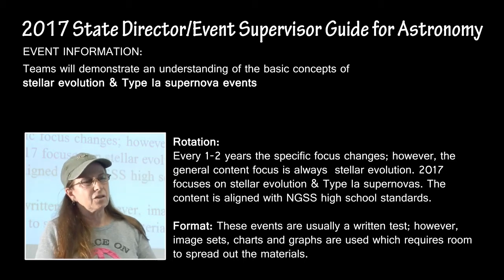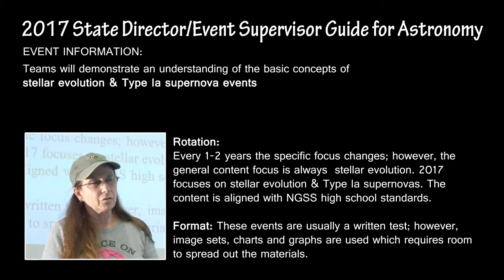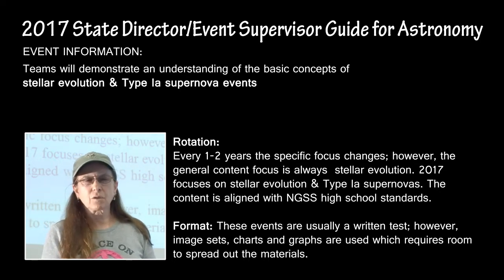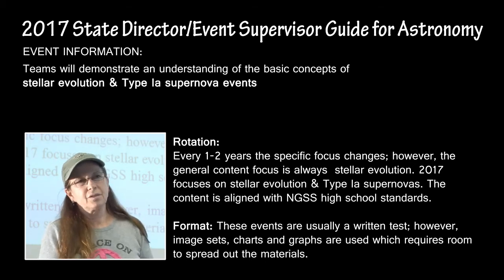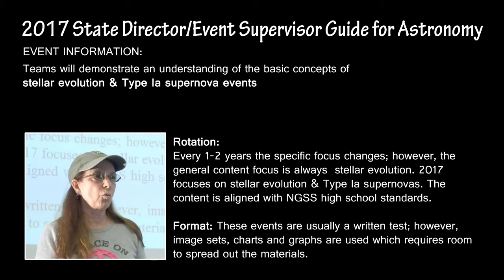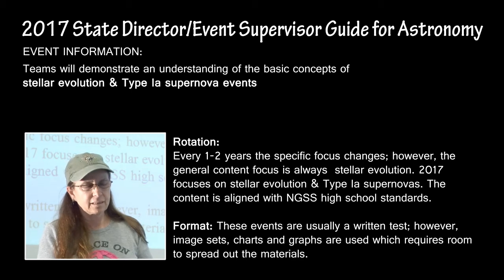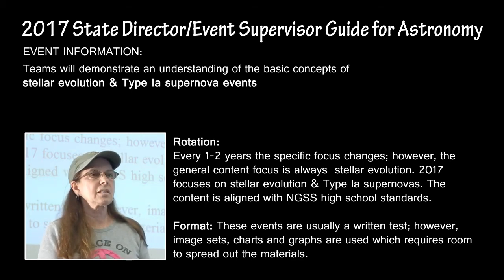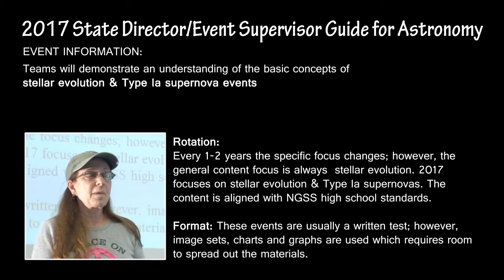We do rotate the specific focus of stellar evolution every year. So the last 2 years in a row, it was exoplanets. We did that one for 2 years in a row because it was different than anything we've done before, and a lot of the information was actually unique to exoplanets. There was more on exoplanets than there was on the actual processes of stellar evolution, so we decided they needed 2 years. This year, this might be the only year for Type 1a supernovas.